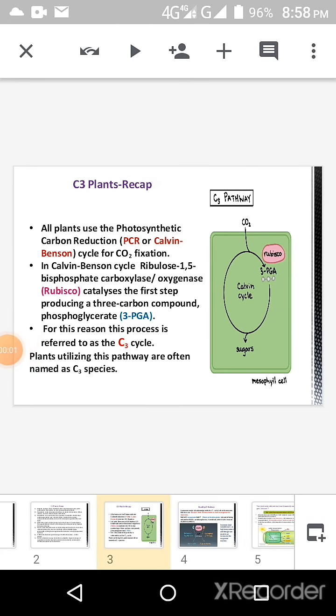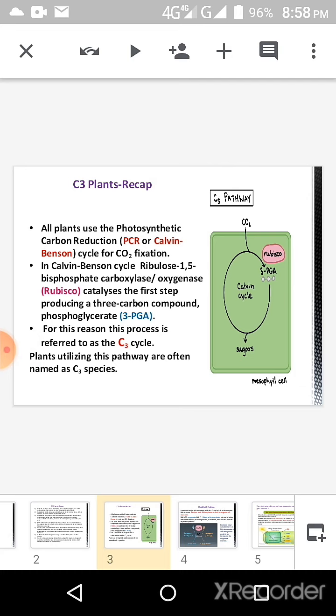All plants use the photosynthetic carbon reduction cycle or the Calvin-Benson cycle for carbon dioxide fixation. This cycle is operative in the cytoplasm of all mesophyll cells which are present in the leaves. In the Calvin-Benson cycle, ribulose 1,5-biphosphate is carboxylated by the enzyme Rubisco.